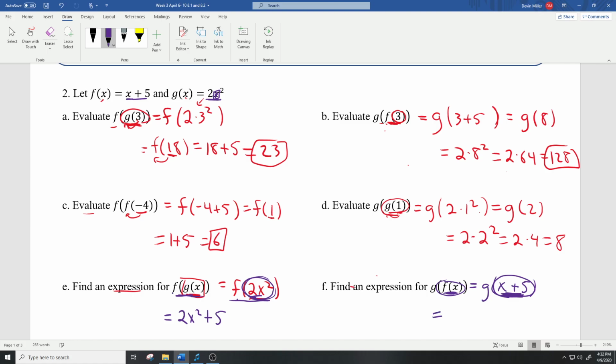Let me show you what that looks like. So we're going to take x plus 5 and put it into this thing up here. G of x equals 2x squared. So instead of writing 2x squared, you write it as 2 times the quantity x plus 5, and then that gets squared.